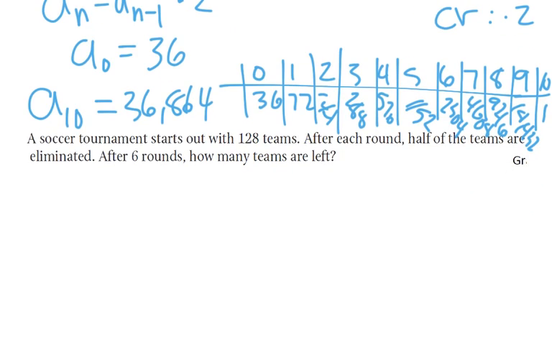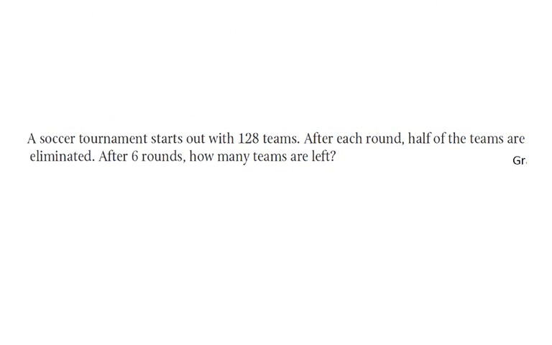A soccer team. A soccer tournament starts out with 128 teams. After each round, half of the teams are eliminated. So kind of single elimination here, right? After 6 rounds, how many teams are left? So again, where did we start? We started with 128 teams. It says after each round, half of the teams are eliminated.